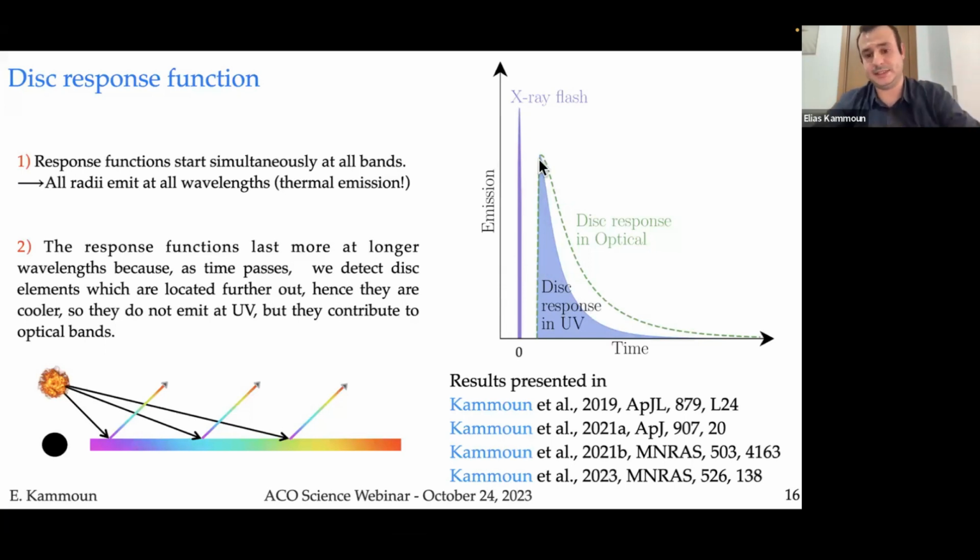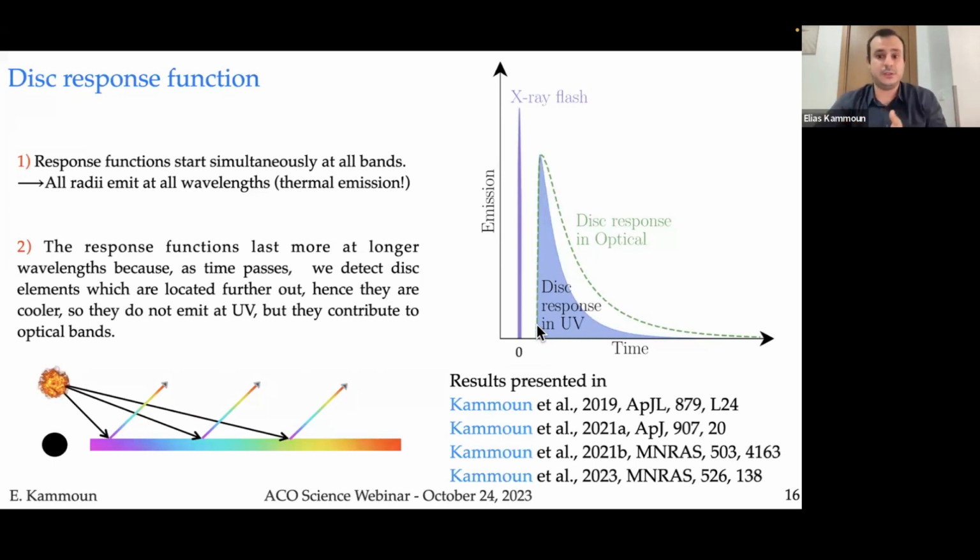And what did we see just by analyzing the simplified picture of the responses? The green is the response in optical, and the blue is at shorter wavelength in the UV. The first conclusion, just by looking at that simplified picture, which is based on real simulations, is that all the response functions at all wavelengths start simultaneously. There's no delay in the start time. This is a very natural implication of the fact that each radius of the disk is emitting thermal emission, so it will be emitting at all wavelengths. So if we see a photon from a certain radius, we will see this radius in UV, in optical, and mid-infrared, etc.